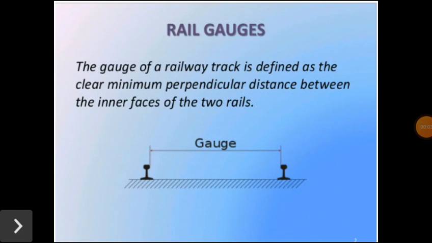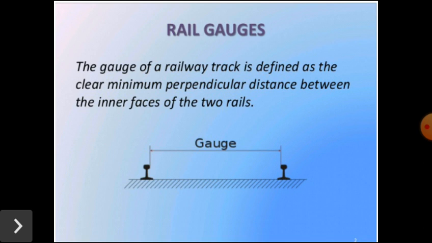Good morning everyone. In this topic, we are going to see the rail gauges. Rail gauge means the clear minimum perpendicular distance between the inner faces of the two rails, as shown in the diagram. In Indian Railways, based on the perpendicular distance between the rails, they are termed as rail gauges.